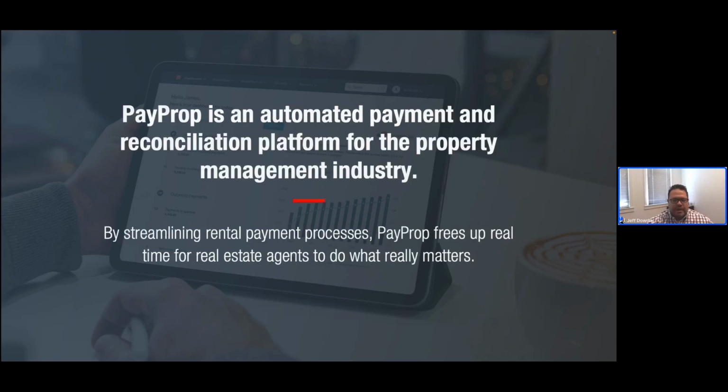So that's really where all of this is leading up to: what are some of the ways that you can use tech, including PayProp, to streamline these processes and keep them in a much more efficient, much more cost-effective way across your board.